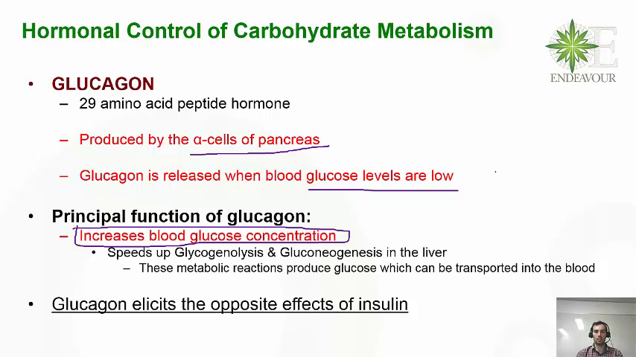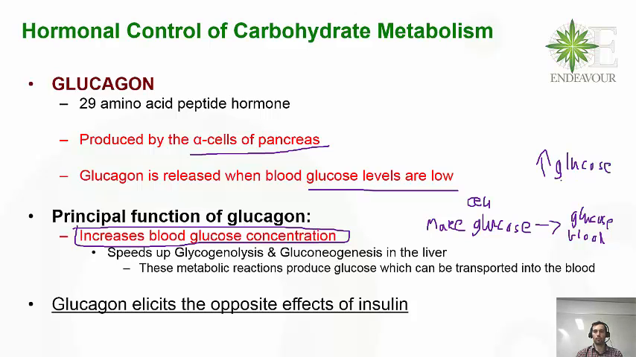These are going to be the reactions that make glucose. So if we do reactions that make glucose, then we can take that glucose from the cell. They're going to be doing these reactions inside the cell to make glucose, and then we take the glucose out of the cell into the blood. So what is the effect of putting more glucose into the blood? Are we going to increase or decrease our blood glucose level? By putting more glucose into the blood, we actually increase the level of glucose in the blood. So that's the aim of our glucagon.